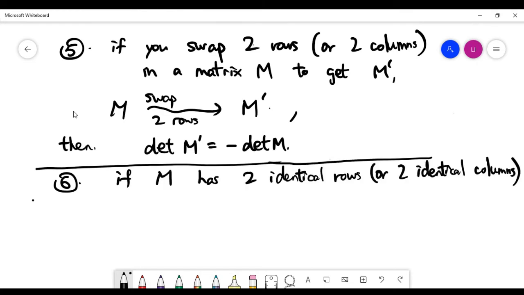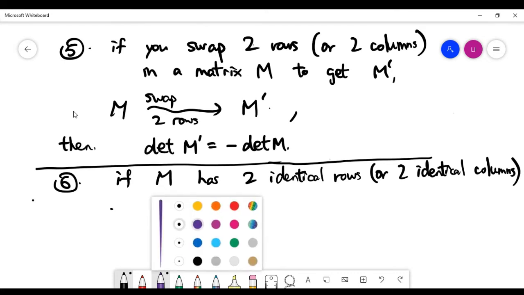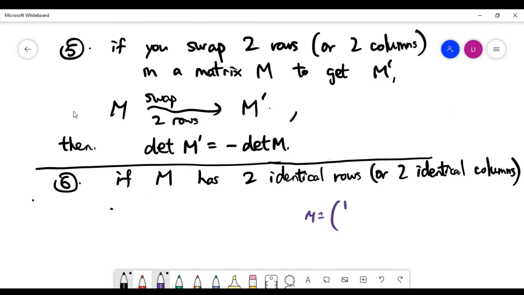For example, let's say M now has a special property that on two rows they are the same rows, or maybe there are two columns that are the same. For example, we can look at such a case. Like, for example, I can say M is something like that. So you see, in this case, row 1 is exactly the same as row 2, right?